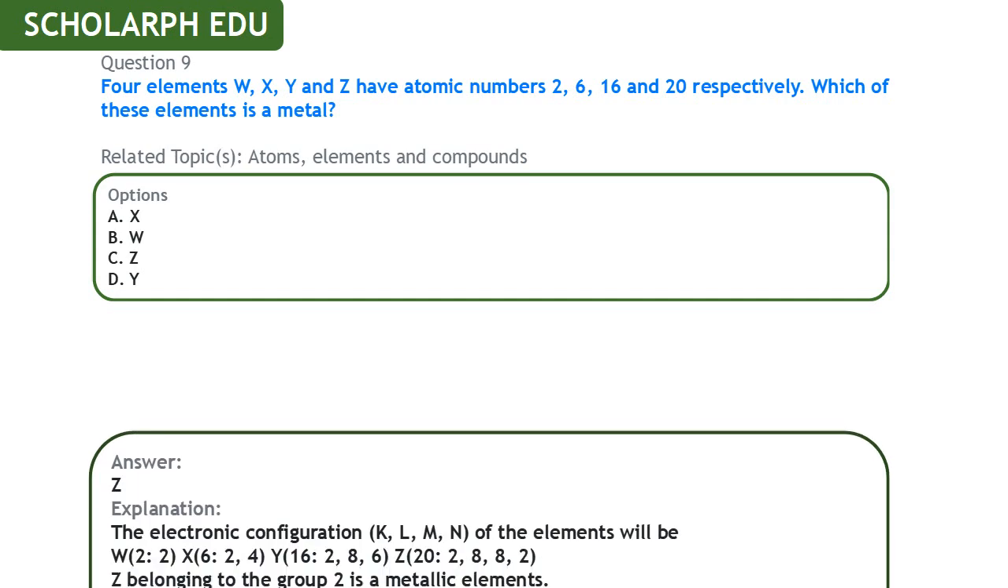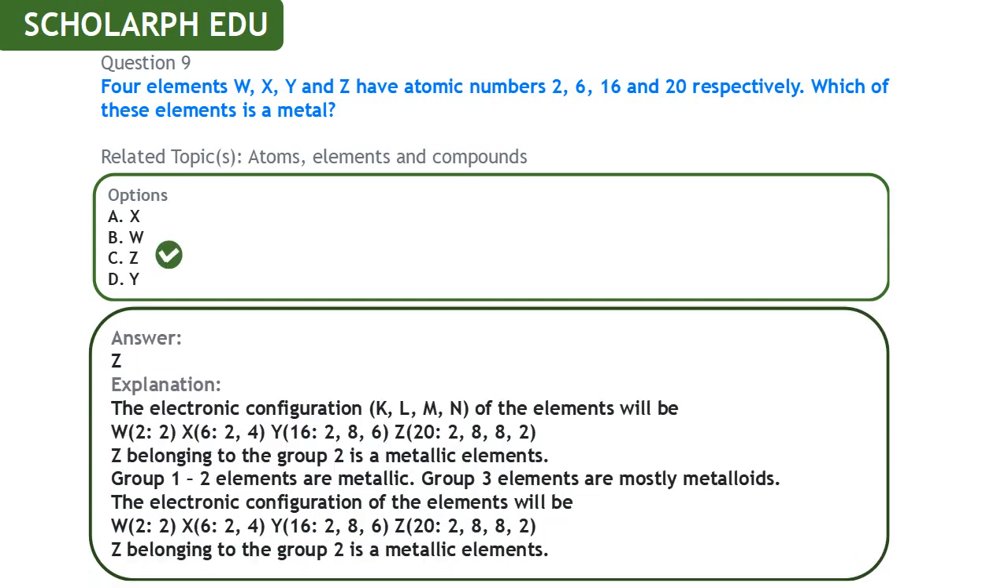To get that, we are going to write the electronic configuration of these elements using the KLMN configuration. For W with an atomic number of 2, that will just be 2. For X, which has an atomic number of 6, we have 2, 4 for its KLMN configuration. For Y with an atomic number of 16, we are going to have 2, 8, 6. For Z, which has an atomic number of 20, we are going to have 2, 8, 8, 2.